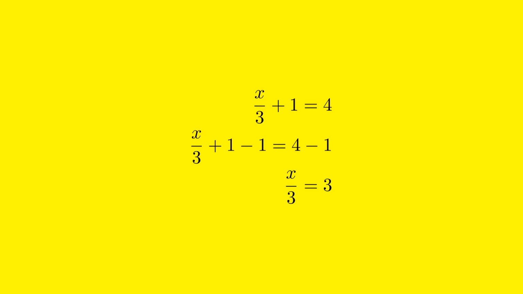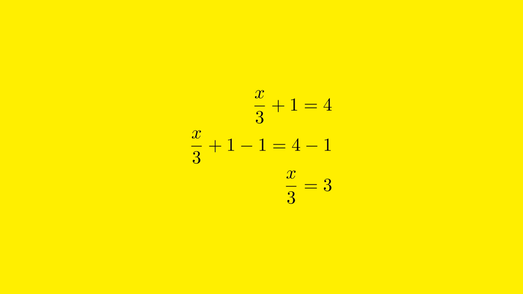To solve for the variable x in the equation x divided by 3 plus 1 equals 4, the first step is to isolate the variable term on one side of the equation. Start with the equation: x divided by 3 plus 1 equals 4. Identify that plus 1 is added to x divided by 3. To isolate x divided by 3, we need to eliminate the plus 1 on the left side. To do that, subtract 1 from both sides of the equation to keep it balanced.